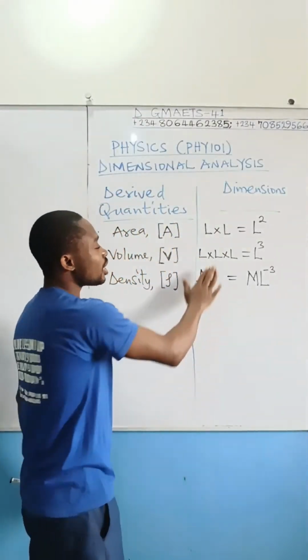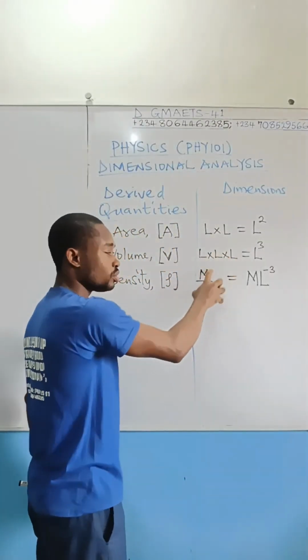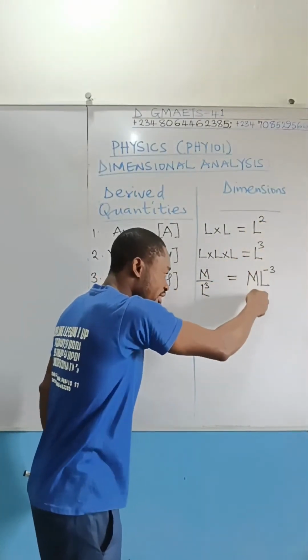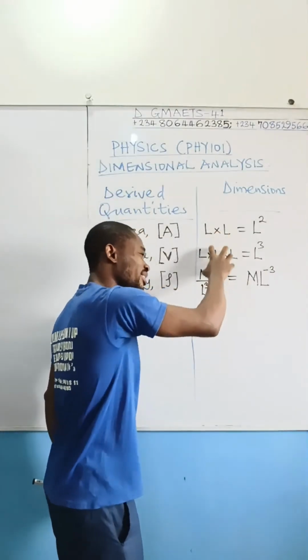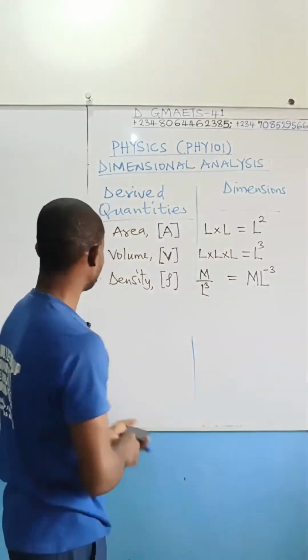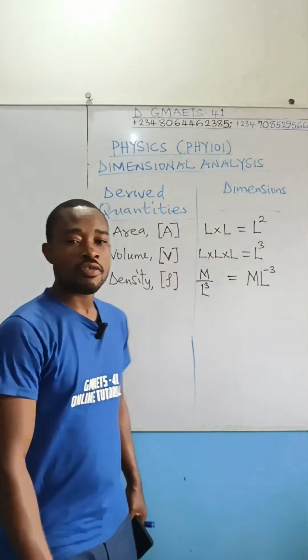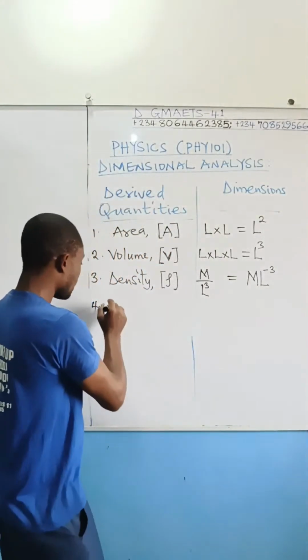Take note, when I am done, I'm going to wipe all these derivations I'm showing you. I'm going to wipe them. These are the things we refer to as the dimension. You don't write it this way. Take note. Number 4, let us talk about the dimension of speed.